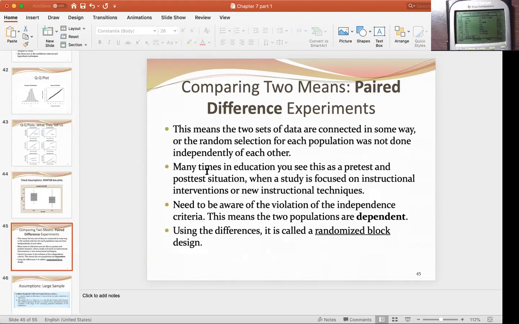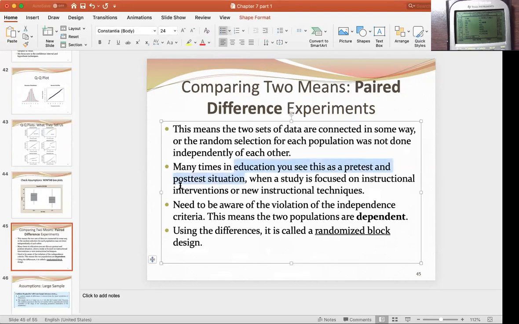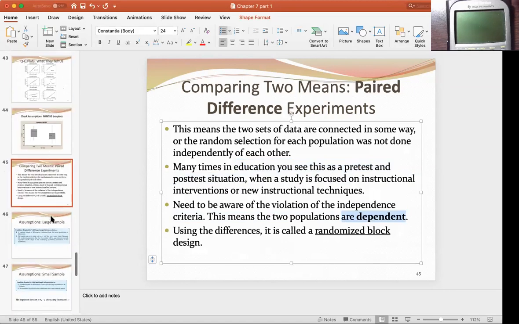But the main thing to think about here is that usually with paired experiments, you're talking about observing the same person before and after something has happened. Here in education, a pre-test and post-test is a classic example, or some intervention or instructional technique, and you evaluate each individual student before and after, and then you look at the changes of each individual student's measurement before and after. Okay. The bottom line is this means the two populations are dependent, and so everything we've done up until this point no longer applies.